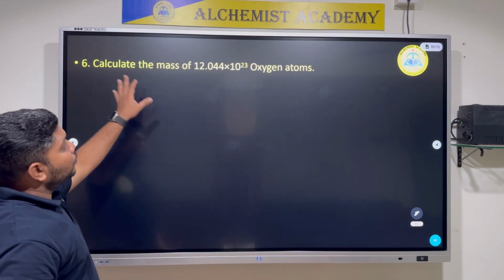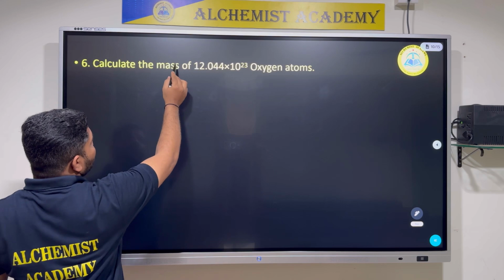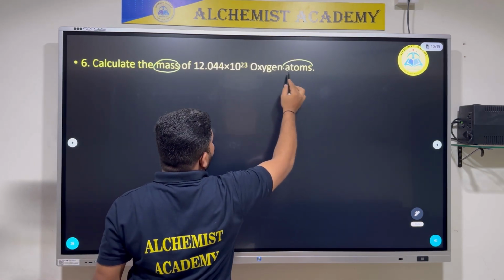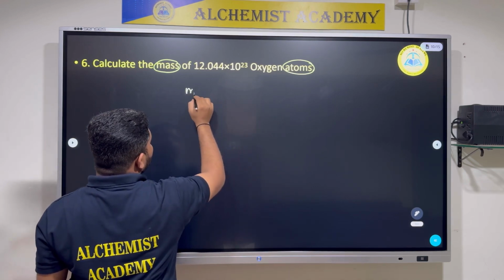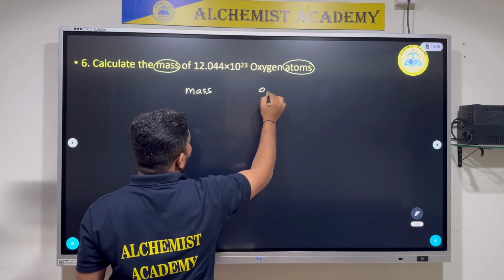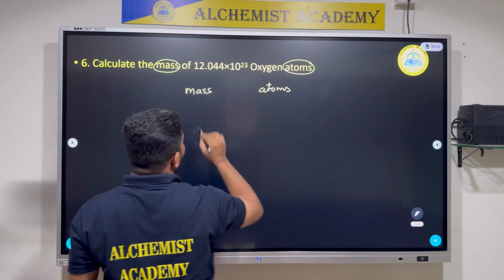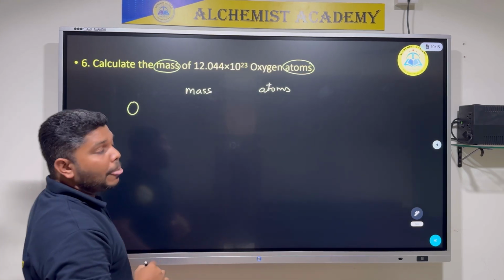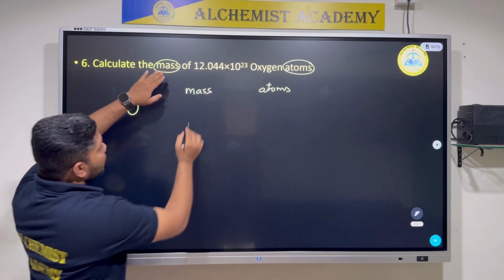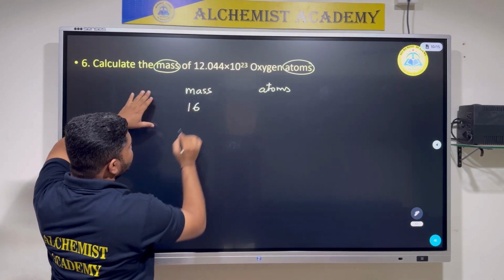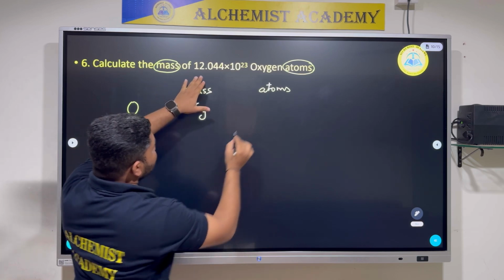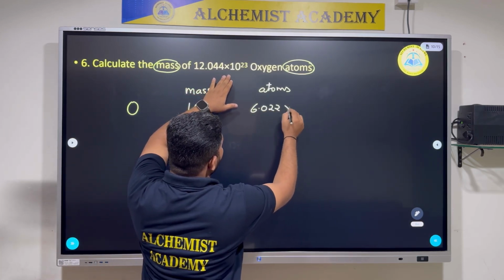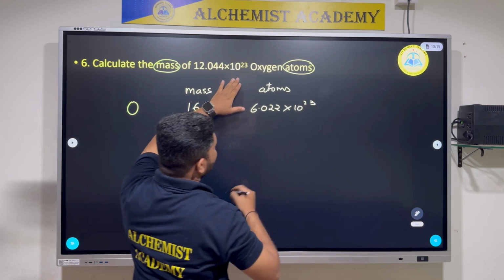Now, hope you can try these things. The relation only I will tell. This is a mass you can consider, and these many atoms you can consider. Okay? So it is a relation of mass and atoms. This mass of what? It is oxygen atom, so it is a single O. Now when I say oxygen mass, what is the standard? 16 grams. And atoms is what? The standard is 6.022 into 10 raised to 23 atoms.